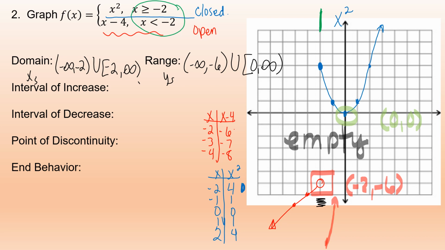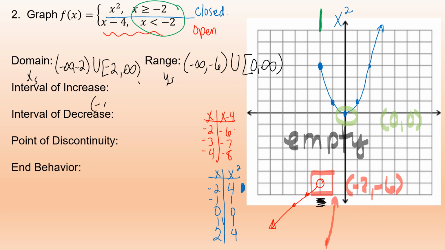Good job. All right, what sections of the function increase and decrease? Where's our point of discontinuity? So as we're looking at our increase and decrease, the red section that I have graphed, x minus 4, that is increasing.